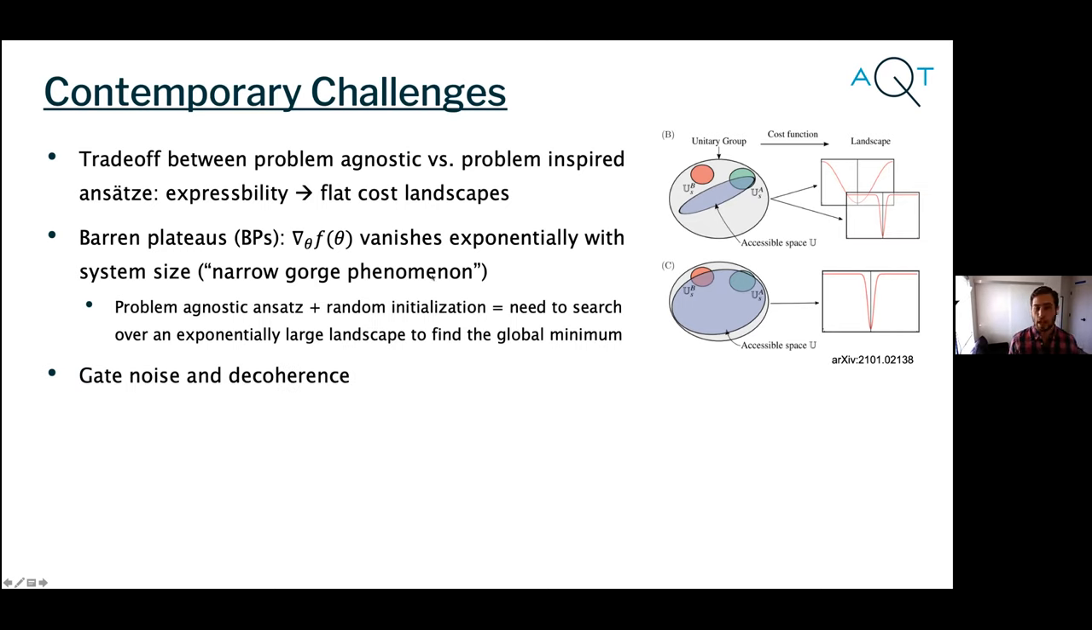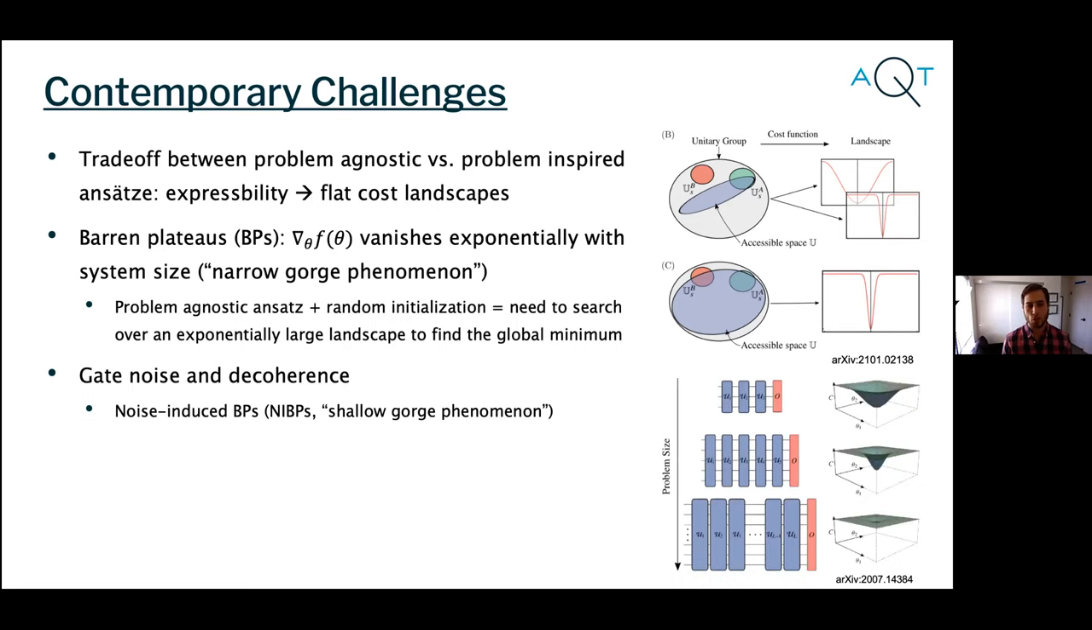Another contemporary challenge is gate noise and decoherence. And I should mention, I'm not talking about gate errors. Gate errors are typically systematic, like unitary errors or coherent errors. And parametrized quantum circuits are actually robust to systematic errors because these systematic errors can be built into the parameters and they can be accounted for. I'm talking more about gate noise, like stochastic Pauli noise, or anything that you can't account for.